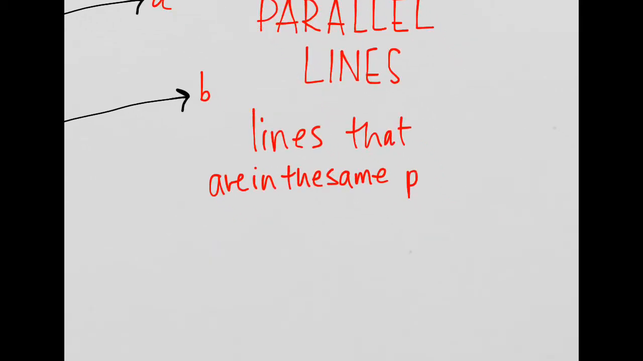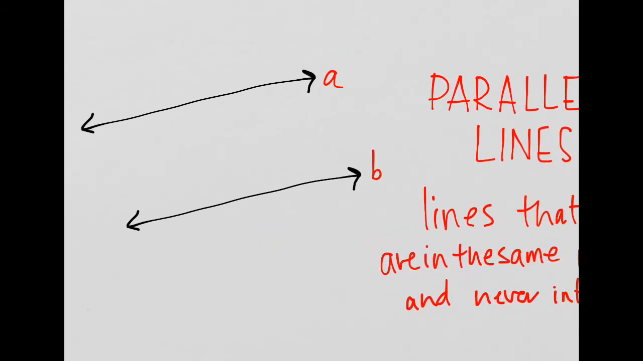Okay, in the same plane means on the same piece of paper in a way, and never intersect. They're the same distance apart, no matter how far you go. We will often note it with a tiny little extra arrow on either one of them. So if we had another set of parallel lines, we might have two markings on it, okay? And those show that it's parallel.